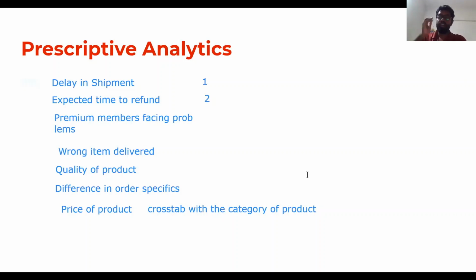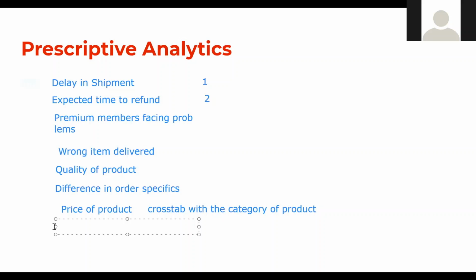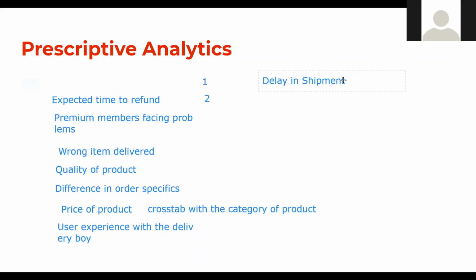Raj, you were saying something, and I'm sorry for cutting you. Yeah, so the user experience with the delivery boy, or maybe if the order is not shipped to the exact location and the delivery boy is asking you to come and receive it from somewhere, then it could be an issue. Okay, got it. That makes sense.